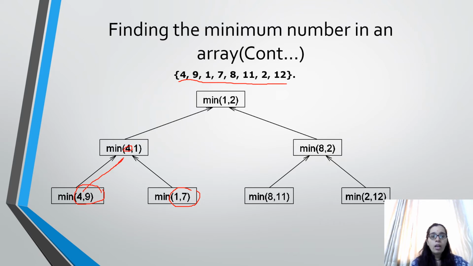4. Therefore 4 is selected here. Again, what is the minimum of 1 and 7? 1. Therefore 1 is selected over here. In the next step, the minimum of 4, 1 will be calculated. Similarly here also, the minimum among 8 and 11 is 8, and the minimum among 2 and 12 is 2. Therefore 2 is selected. Among these two now, that is 4, 1 and 8, 2, again the minimums will be selected. So 1 is the minimum of the first pair and 2 is the minimum of the second. And from this last node, the minimum value will be selected, which is nothing but the answer, that is 1.